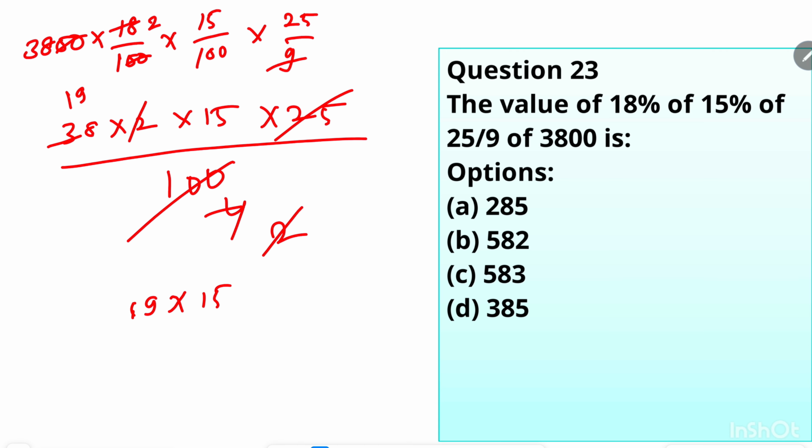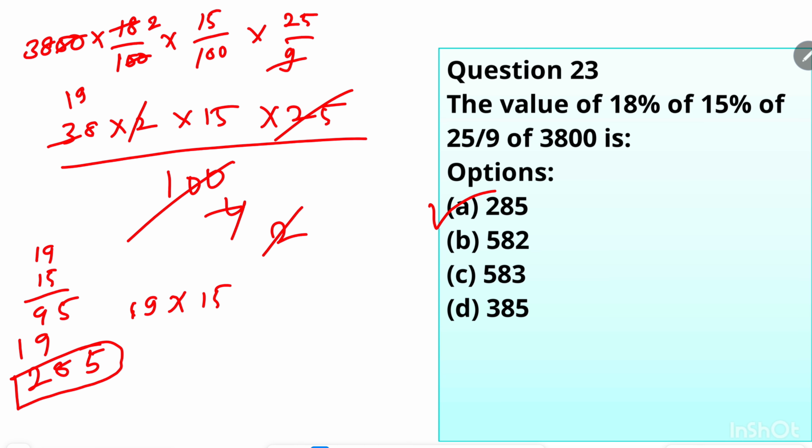And let's multiply this number, how much it is giving me, right? This and 19, how much, 8 and 2, right? 285, which is option A, the answer, right? Now the next question we have here.